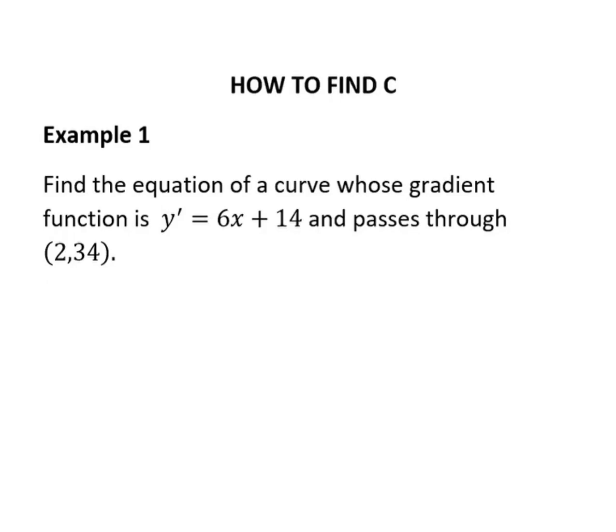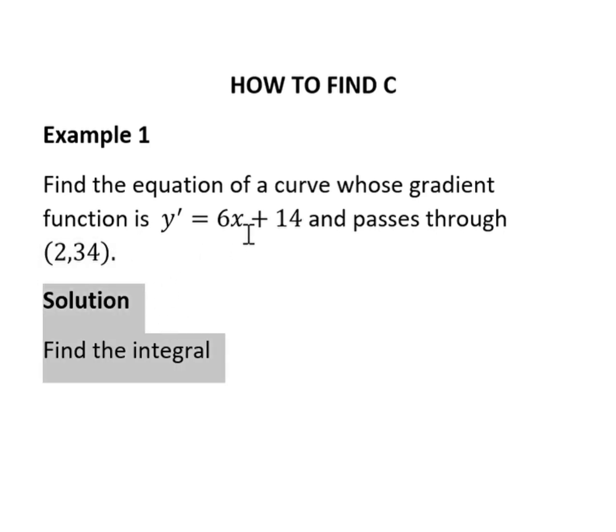We are supposed to find the equation of a curve whose gradient function, y prime or dy over dx, is equal to 6x plus 14 and passes through point (2, 34). The first thing we do is to get the general equation of this curve, and the way we do that is by getting the integral for this. In other words, we integrate this equation with respect to x.